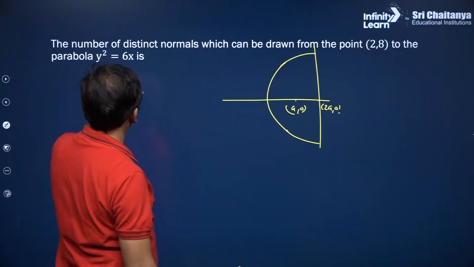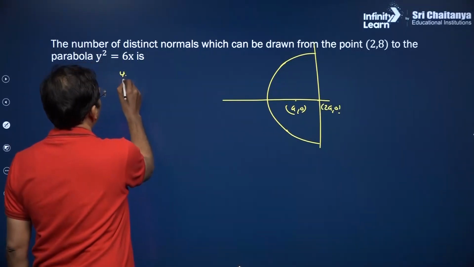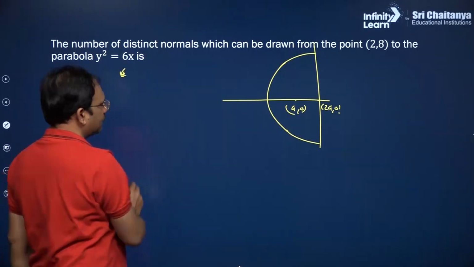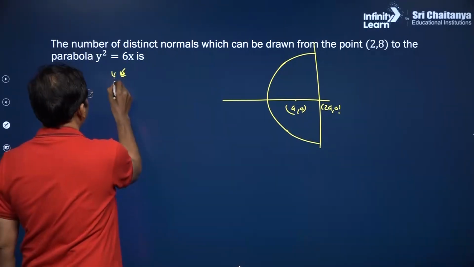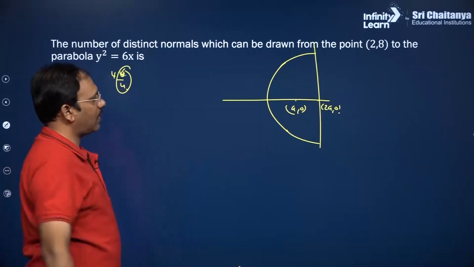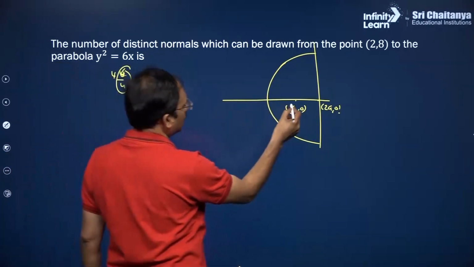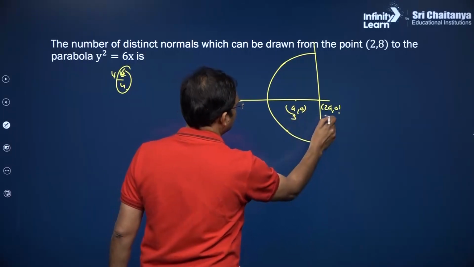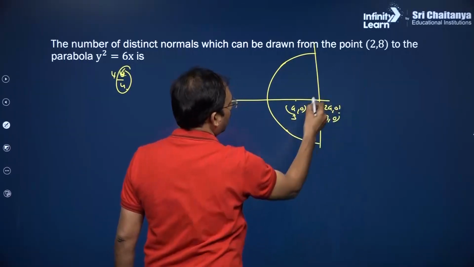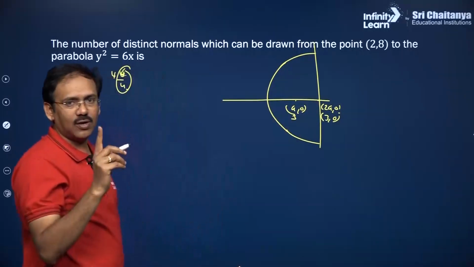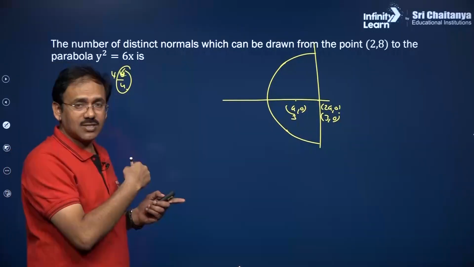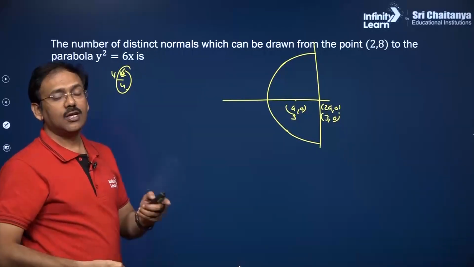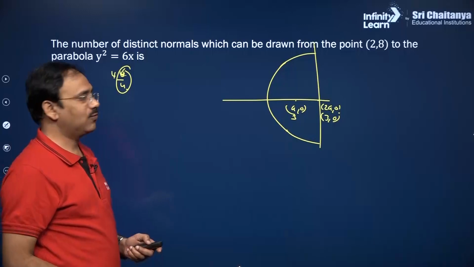Here 4a is 6, so a is 6 by 4, that is 3 by 2, and 2a is 3 comma 0. But the point 2 is left of this, so undoubtedly only one normal will come. Otherwise, you can write the normal equation, substitute that point, and you will get a cubic equation in t. You can observe that there is one and only one real root for that.